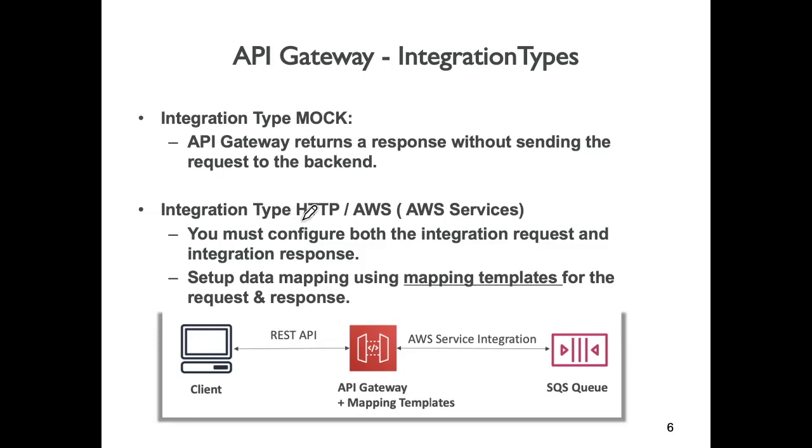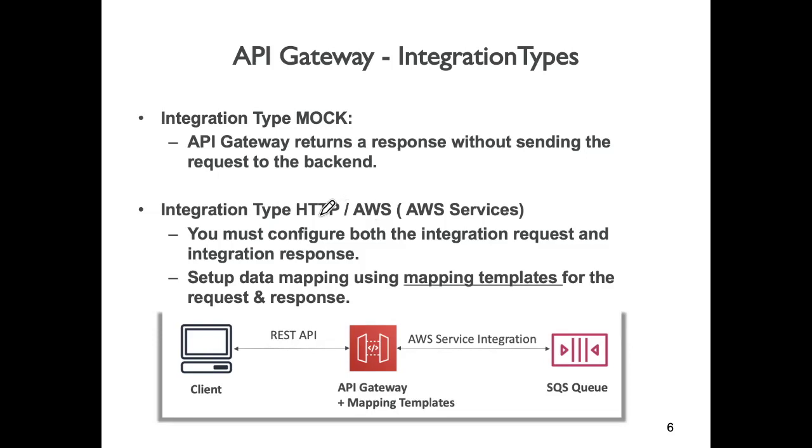Another integration type, and unfortunately the names given to these integration types can vary depending on what article you're reading, but I'm just going to call it the HTTP AWS integration type. You might use that, for example, if you look at the image down at the bottom, if you want to integrate API Gateway with an SQS queue. We haven't looked at SQS queues, but it's a messaging service provided by AWS. We will be looking at SQS queues later on in this module.